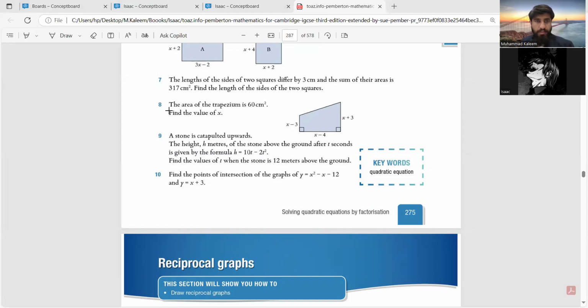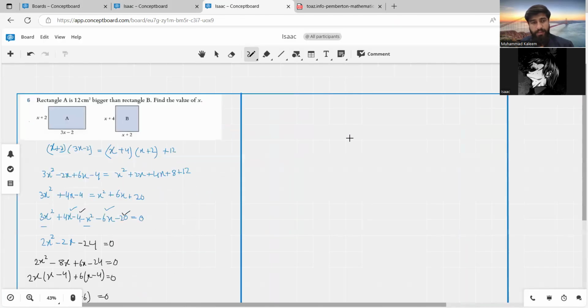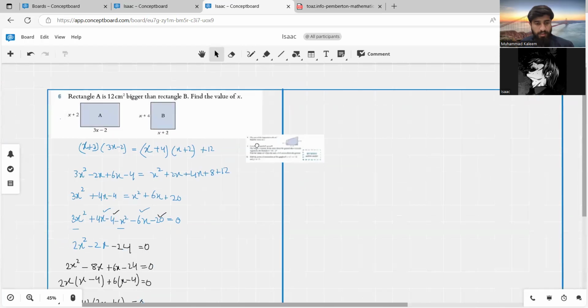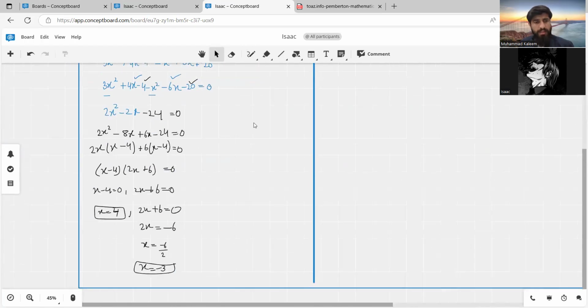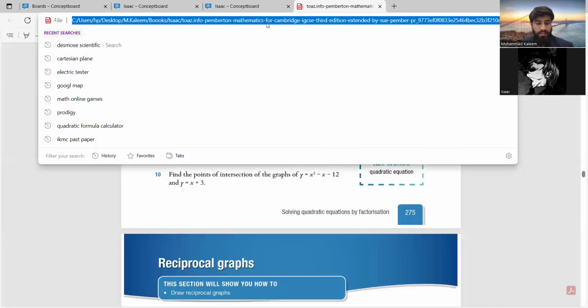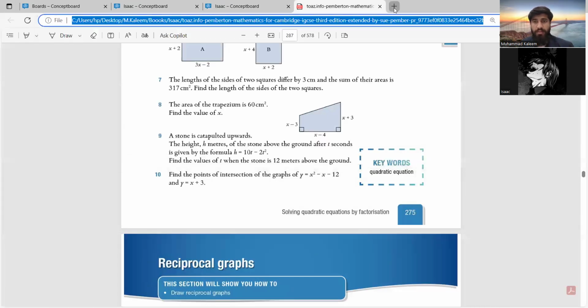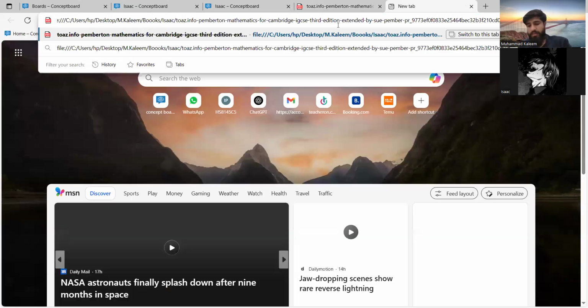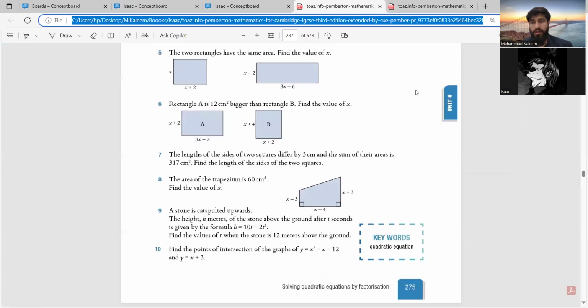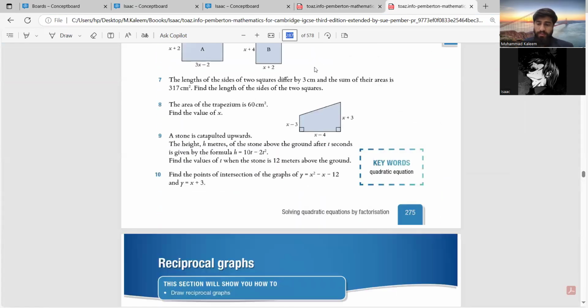I'm done. What's the answer? 8 and minus 6. 8 and minus 6? No. The answer is 4 and minus 3. Let's verify the answer. This is exercise 6.14.